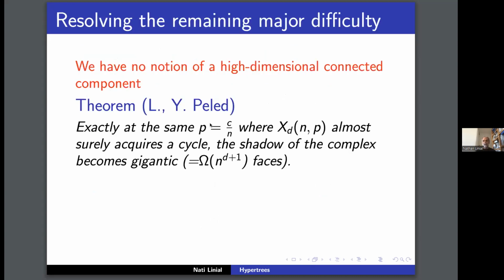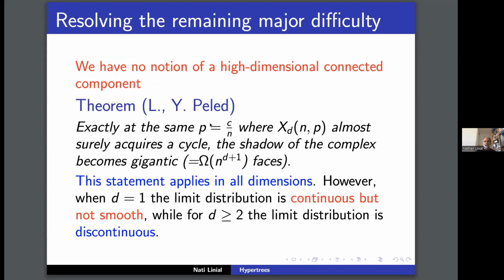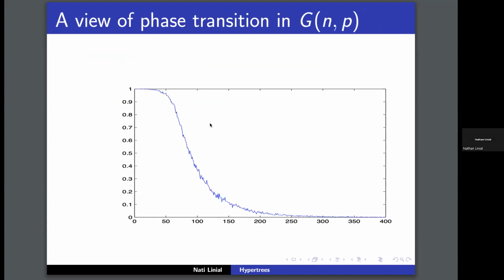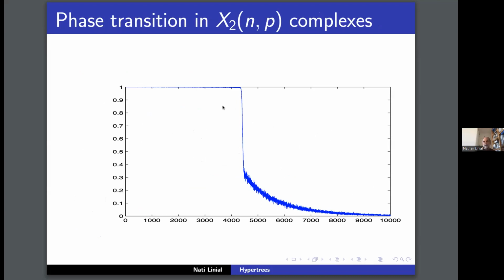And so what Yuval and I proved, and with this I think I'm out of time, so with this I'll finish, is that at that probability C over n, where the graph almost surely acquires a cycle, the shadow becomes huge. Rather than a large connected component, you get a huge shadow. And this is what these two graphs show. So this really shows you how the shadow all of a sudden explodes, and it's really proportional to n choose d plus 1.